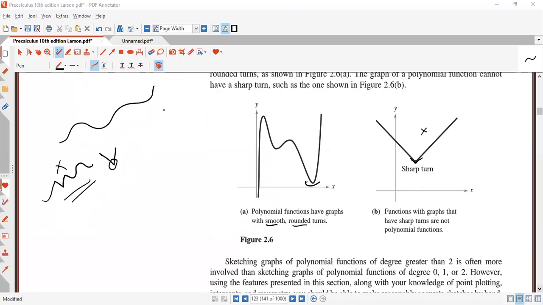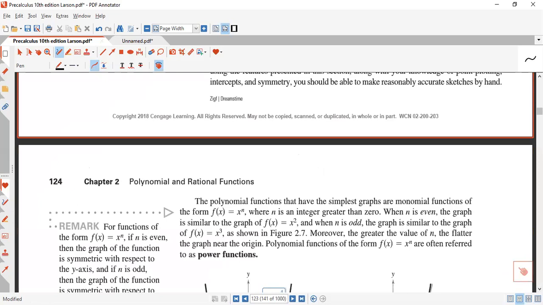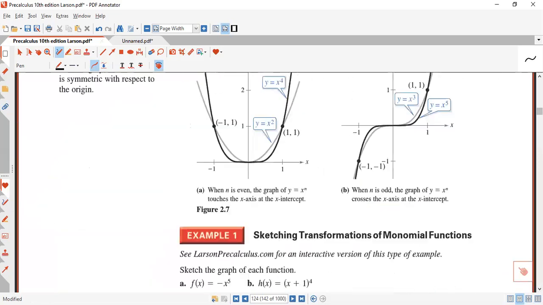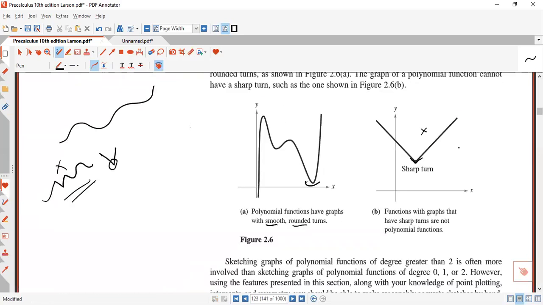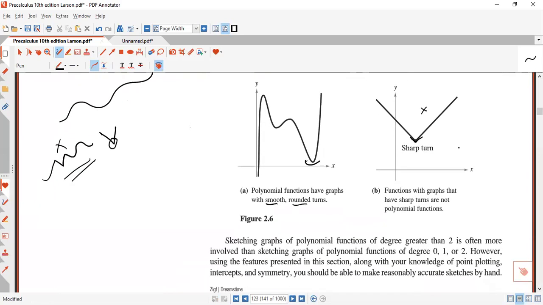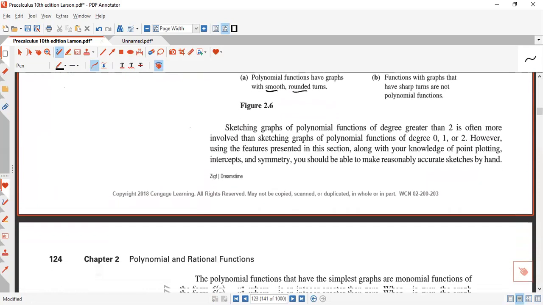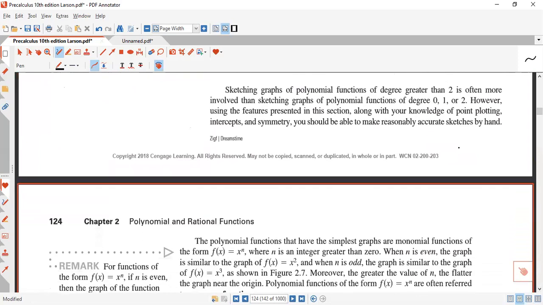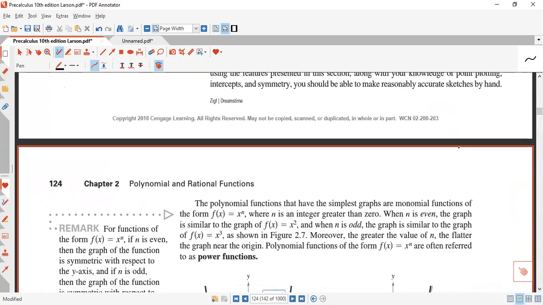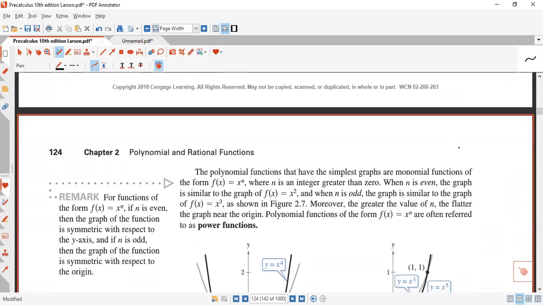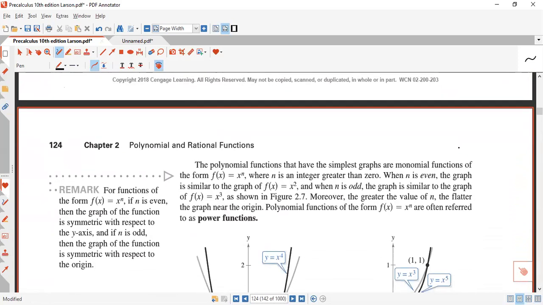So with these properties, you can easily determine whether the graph of a function is polynomial or not. Clear? These are two properties.